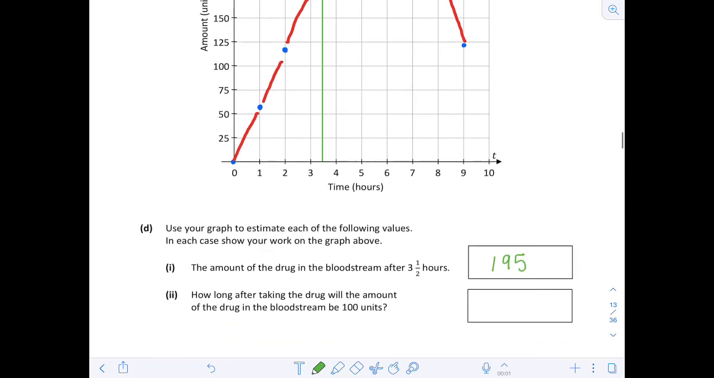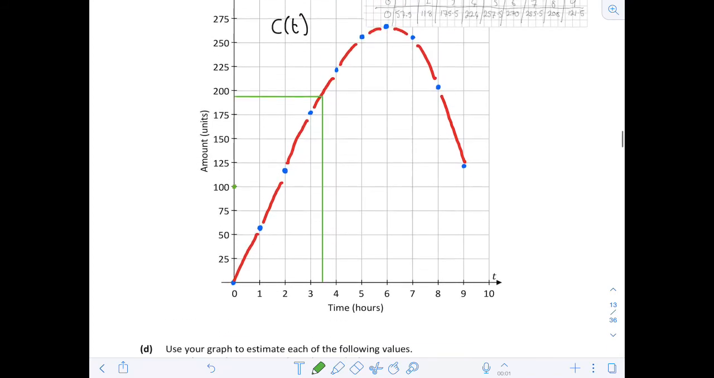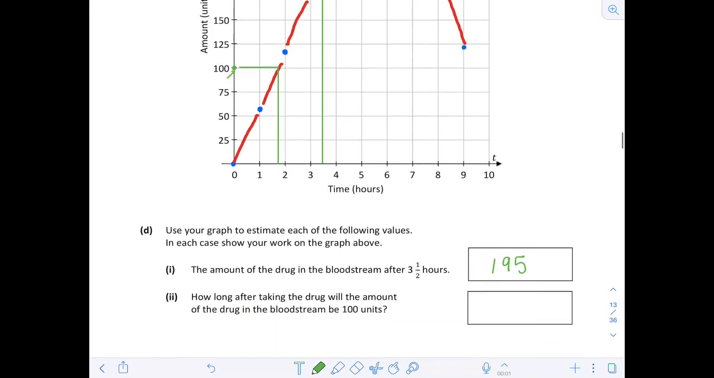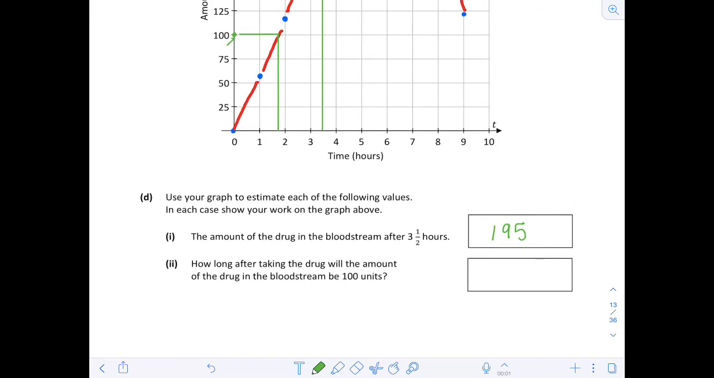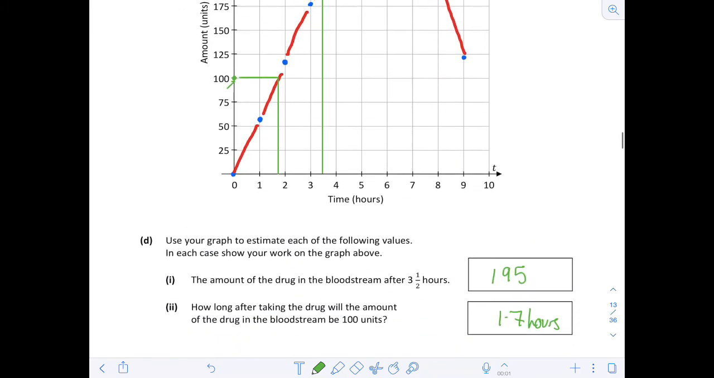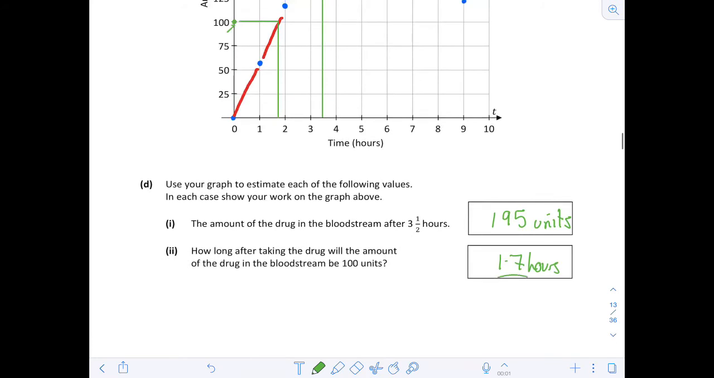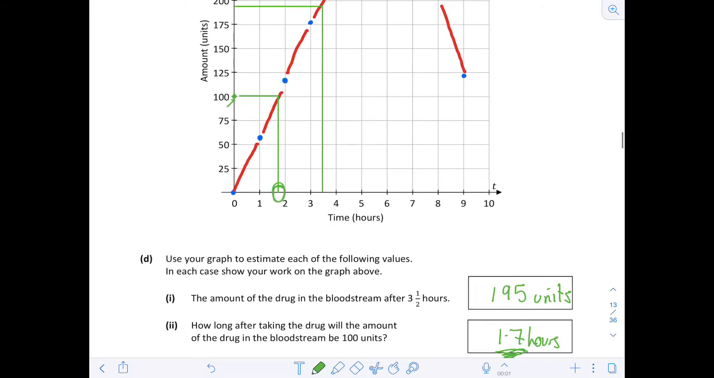How long after taking the drug will the amount of the drug in the bloodstream be 100 units? So that's this value here. On that axis, I go over. That went a bit pear-shaped on me. I go over to there and then straight vertically down. So maybe 1.7 hours. And this is units. I probably should check the marking scheme to get the exact value, but I think it's going to be about 1.7.